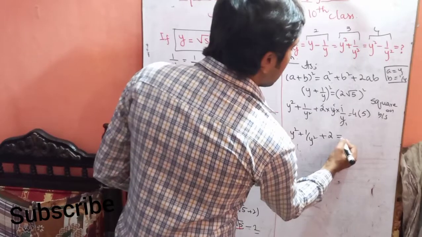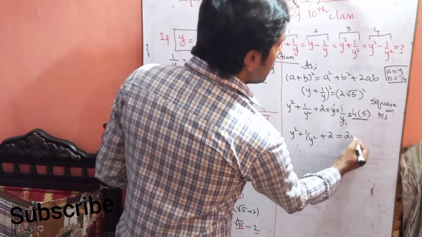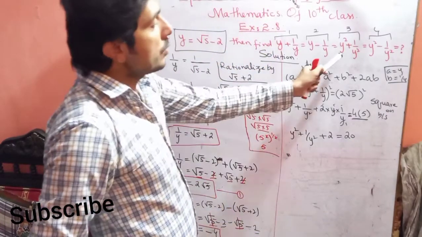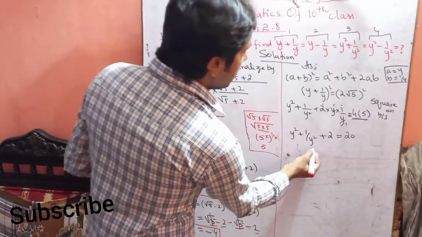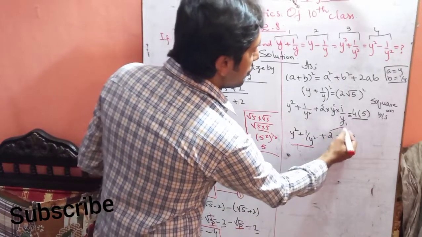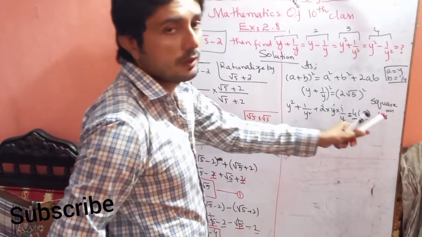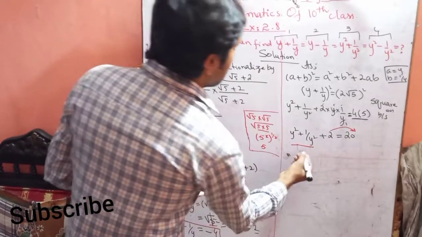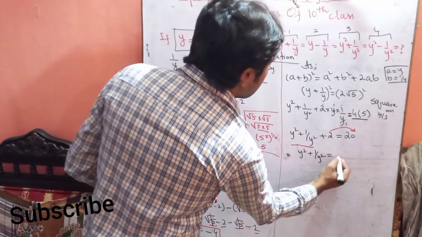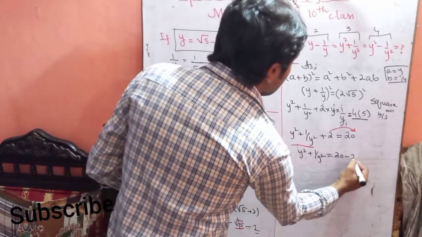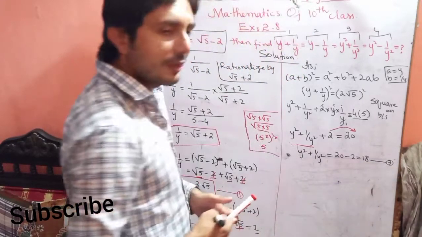It is understood. It is equal to, and on the right hand side we have 4 into 5, that is equal to 20. Since we require y square plus 1 upon y square, this term will remain on the left hand side, and we have to shift this 2 onto the other side. Since this 2 is in addition, when it is shifted to the other side, its sign will be opposite. It will be changed. So here you have y square plus 1 upon y square equal to 20 minus 2, and the answer is 18. So this is your answer number 3.